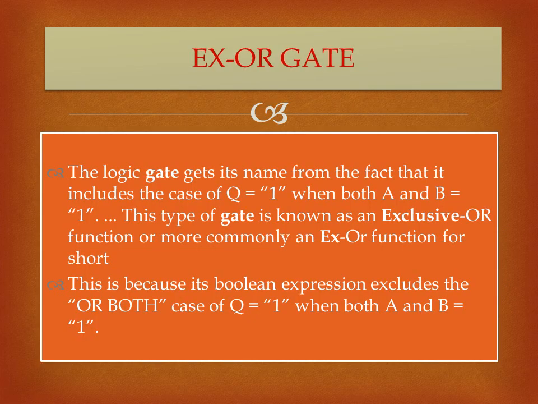Now the XOR gate. The logic gate gets its name from the fact that it excludes the case of Q equal to 1 when both A and B equal 1. This type of gate is known as the exclusive OR function, or more commonly an XOR function for short. This is because the Boolean expression excludes the OR case of Q equal to 1 when both A and B equal 1. So this is the concept of the XOR gate.